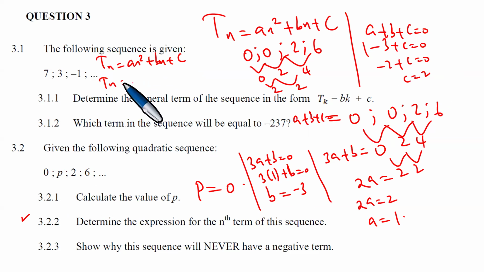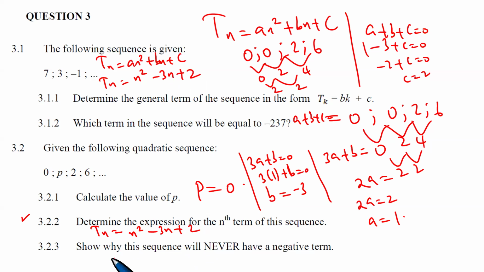In the end, what you're getting is that Tn is an squared plus bn plus c, which means Tn is, what is our a? It is n squared. Our b is minus 3n, and our c is 2. And this is the formula, the expression for the nth term. We can write it as n squared minus 3n plus 2. That is the expression for the nth term.